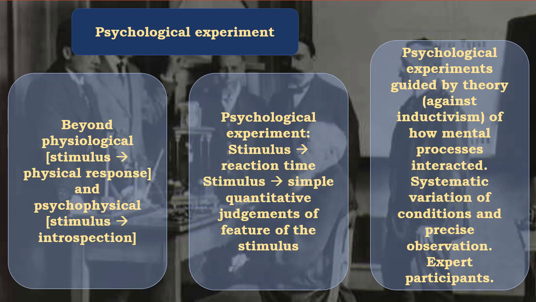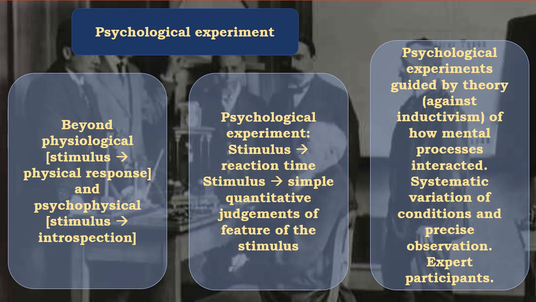So, Wundt's methodology went beyond physiology, in which we have a stimulus that produces a physical response, and psychophysics. He received the influence from physiology from von Helmholtz, and the influence of psychophysics from Gustav Fechner. And in psychophysics it would be a stimulus that leads to introspection. What he called the psychological experiment was stimulus again, but then it could be reaction time or a simple quantitative judgment about a feature of the stimulus.